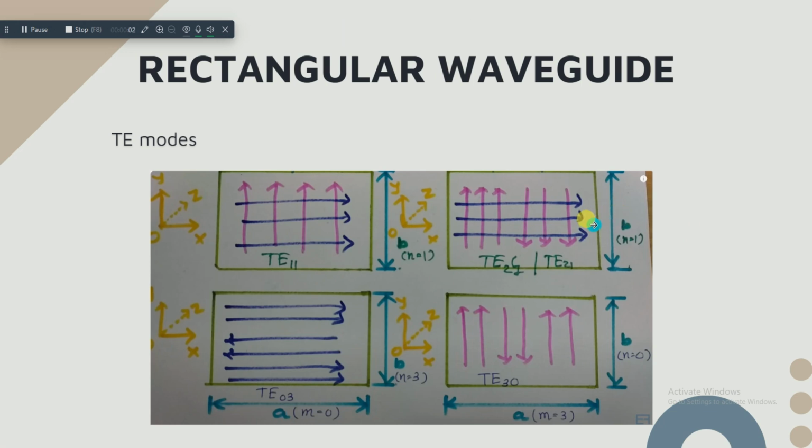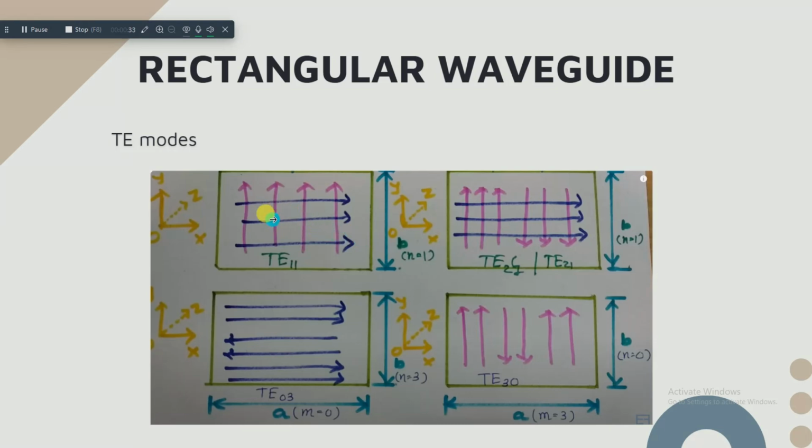Okay, so at first the transverse electric modes in rectangular waveguide. Here we can see 4 pictures, all are rectangular waveguides. First let me tell about what this view is. This is the front view of a rectangular tube. So this is the x axis, this is the y axis, and through the page it is the z axis.